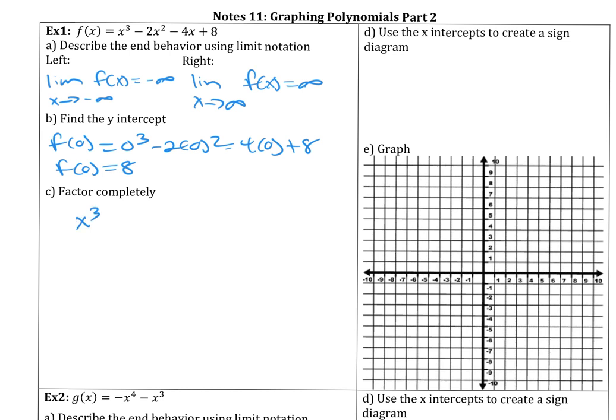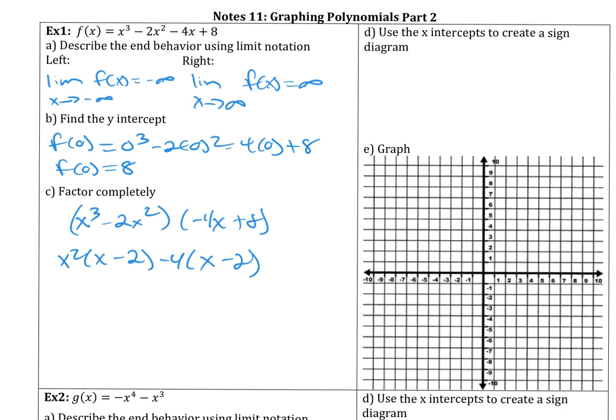We have our x cubed minus 2x squared. Again, we're going to group that. And then we have minus 4x plus 8. If we go through our steps for factoring by grouping here, we're going to take out our GCF, which is going to be an x squared here. That gets us x minus 2. And then we take out a negative 4, and we also get x minus 2 as well.